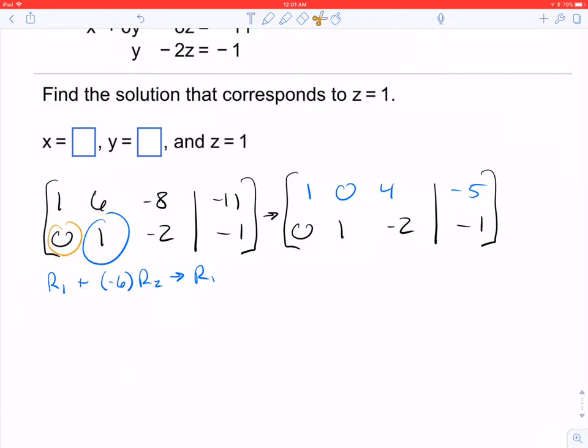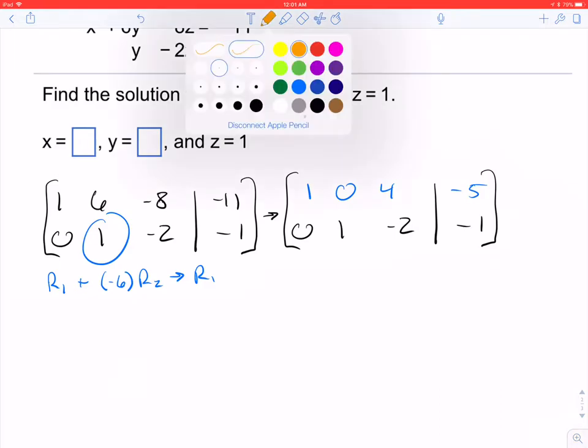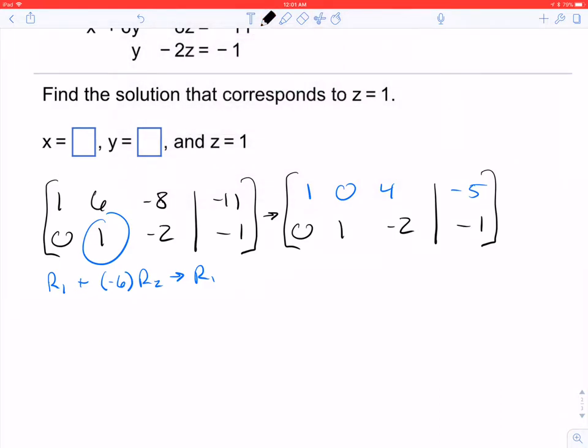So -6 times 0 is 0, plus 1 is 1. -6 times 1 is -6, plus 6 is 0. -6 times -2 is a positive 12, plus a -8, positive 4. 6 plus a -11, -5. Okay, I feel good with that. So now we're done pivoting.